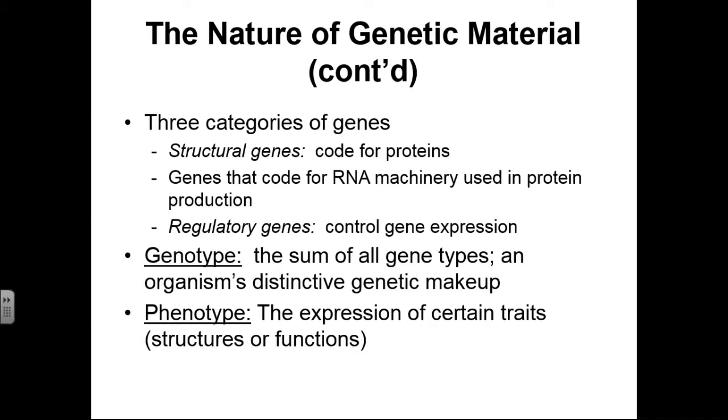We also have genes that code for RNA machinery, for protein production. These are genes that code for ribosomal RNA or rRNA. Those are fairly well understood. Sometimes these genes also will code for other ribozymes. Ribozymes outside of the ribosome are fairly rare, but they do occur.